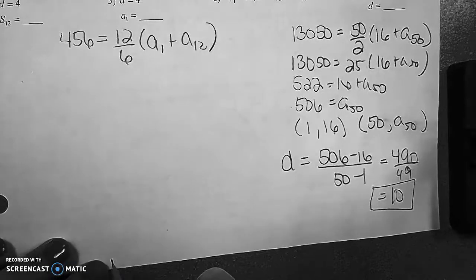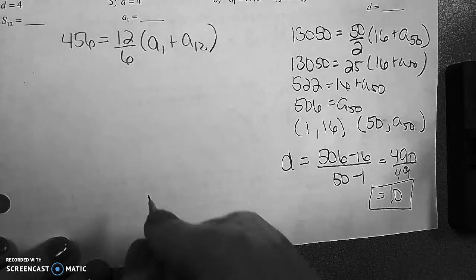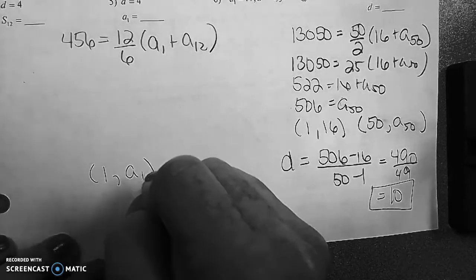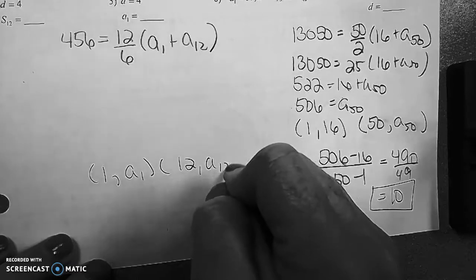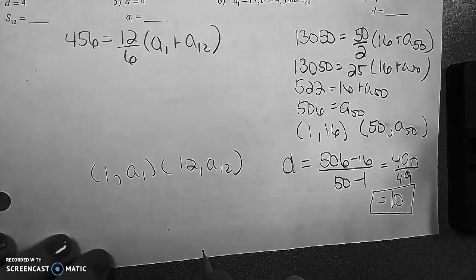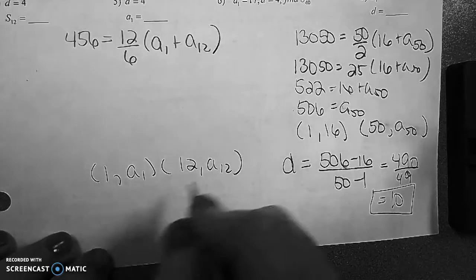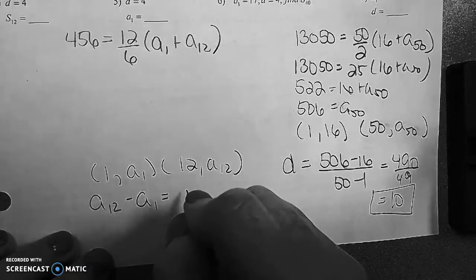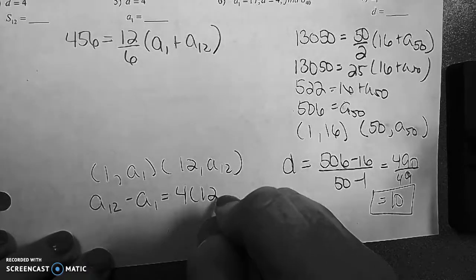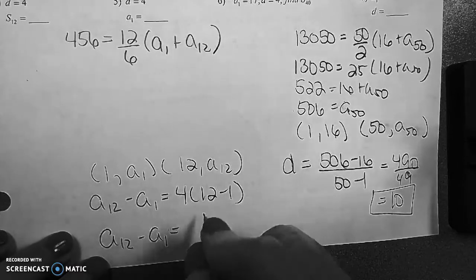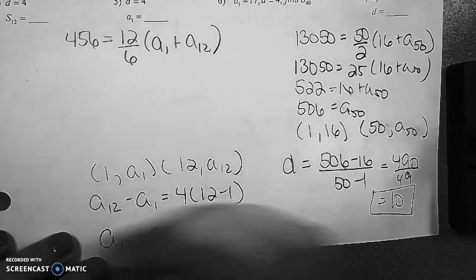So I'm going to come down to the bottom and write another equation. My other equation, I know 1 correlates to A1, and 12 will correlate to A sub 12. This is actually very similar to the problem that we did in our notes yesterday. If I set this up using point slope, A sub 12 minus A1 will equal D, which is 4, times 12 minus 1. So A sub 12 minus A sub 1 will equal 4 times 11, so 44.